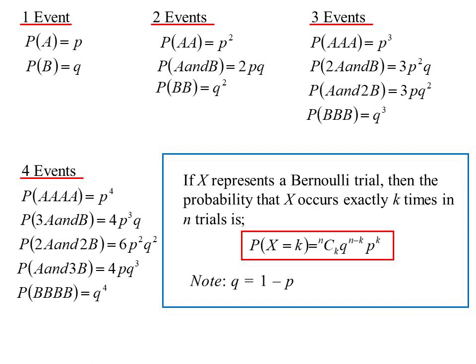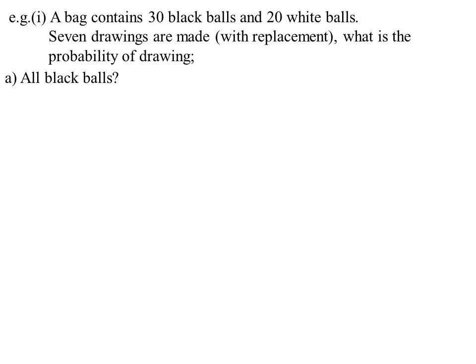Okay, let's do a few. We've got a bag with 30 black balls and 20 white balls. And of course the key with this is without replacement, because we're repeating the same experiment over and over again. If we pull one out and don't replace it, then the probability is going to change each time. So it's no longer the Bernoulli experiment.